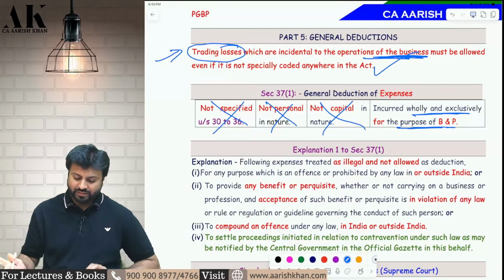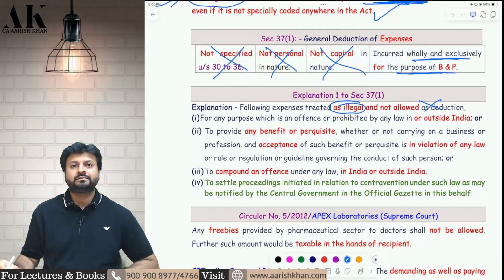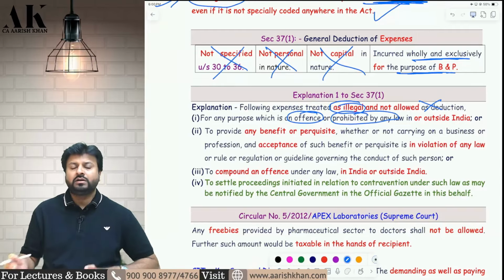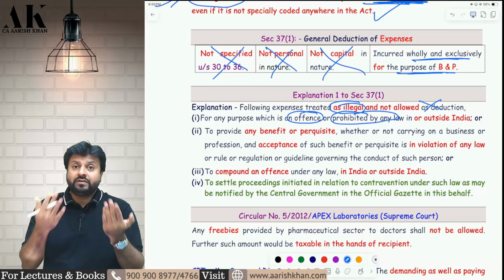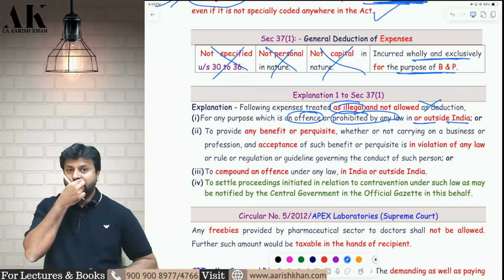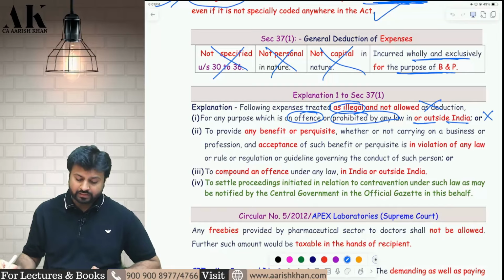Okay, be very careful. So first, there is an explanation attached over here. If you incur any expense which is illegal, then it will not be allowed. Illegal expenses will not be allowed. If you incur any expense for an offense which is prohibited by any law, then that expenditure will not be allowed. I am incurring some expenses which are prohibited by law, which is an offense under any law, then it will not be allowed. Which law? Indian law or outside India law? Both the laws. If I break an Indian law and for that I incur an expense, or if I break a foreign law and for that I incur an expense, both are disallowed under the income tax law.